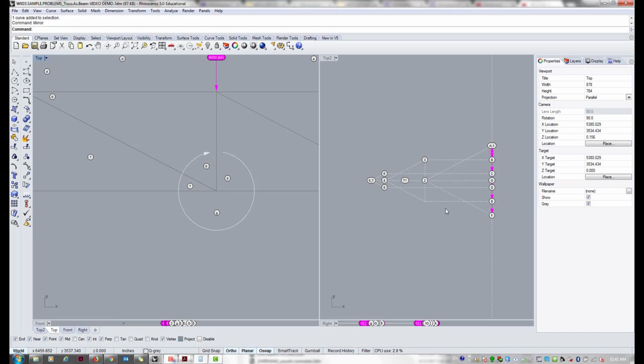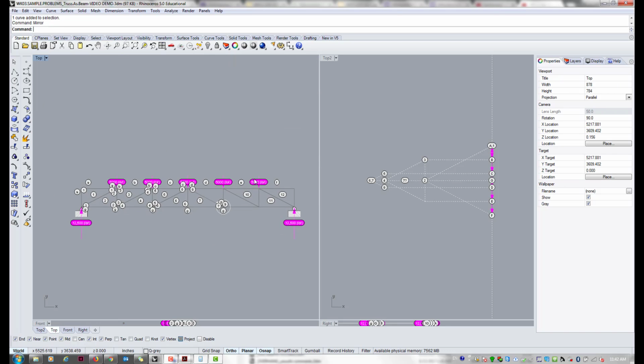So on the left is the triangular sort of piece, and on the right is the roller. Would that change the force diagram? No, in this case everything is symmetrical.